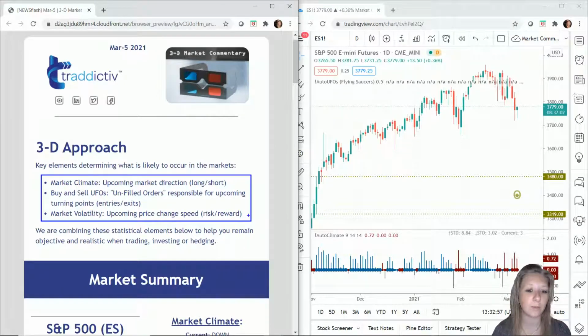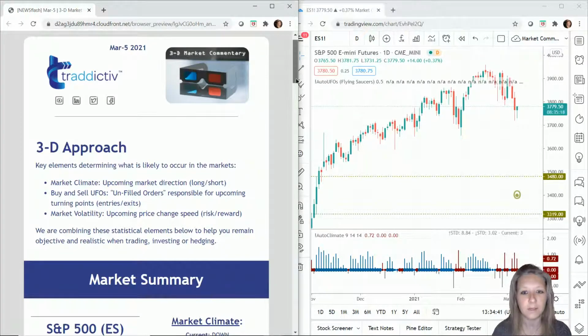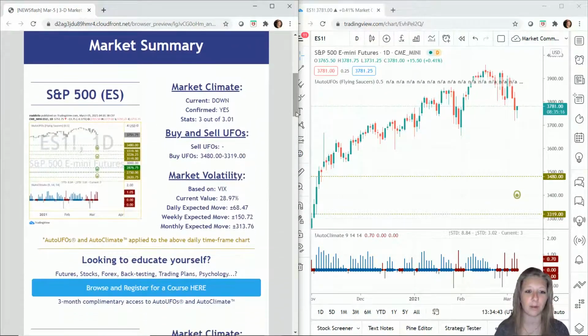And then the third thing we look at is market volatility, which is basically what can we expect in terms of movement up or down within given periods of time. So we'll go through that per market. So let's start with the S&P. That's the first market we're going to look at.